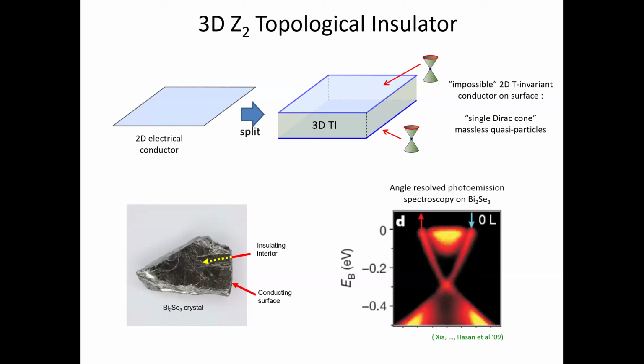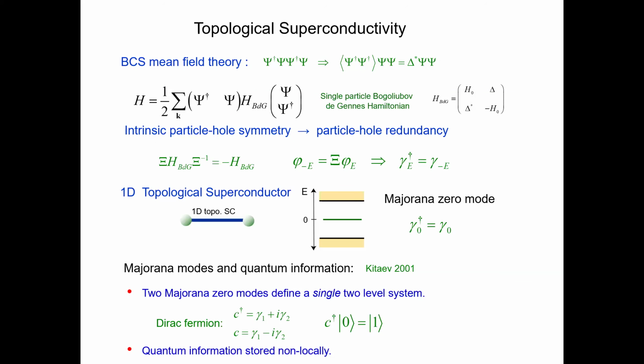I want to tell you a little bit about one other topological state, which is a topological superconductor. You might say that a superconductor is as far away from an insulator as you could get. A superconductor is not an insulator. But the way that we understand the electronic structure of superconductors is very similar to the way we understand the electronic structure of insulators.